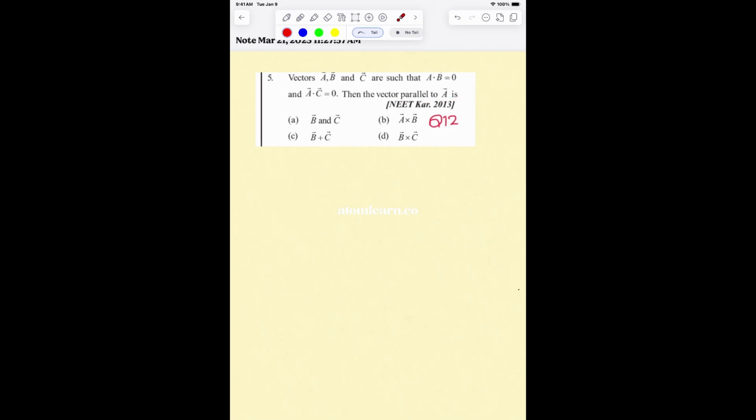And then b and c. What is a vector parallel to a? No. Obviously, both b and c are perpendicular to a is the conclusion from here. Therefore, this cannot be there. Then the addition b plus c also should be lying in the plane containing both b and c, which means it will be in a plane perpendicular to a. Therefore, it will not be parallel to it. This also is not correct. Therefore, we have got only this answer as the correct one. Understood? Good.